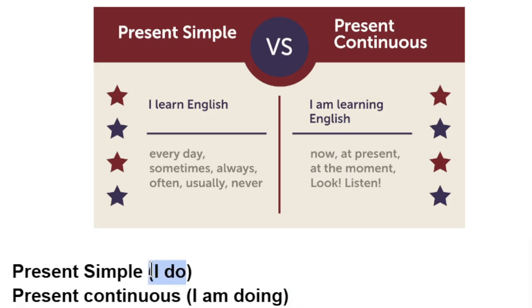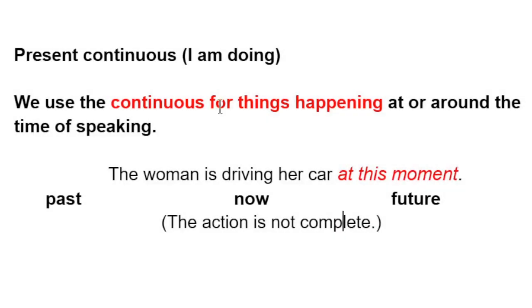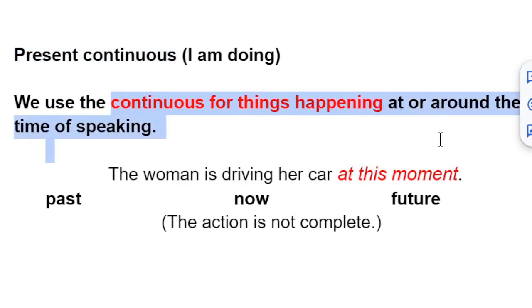Present simple form, I do. Present continuous form, I am doing. Let's first look at sample sentences of the present continuous, then the present simple, and then I'll give you a quiz to test whether you understand to use the present simple or the present continuous. So we use the present continuous tense, or the present progressive tense in America. We use it for things, events, or situations that are happening right now. Said here, continuous for things happening at or around the time of speaking.